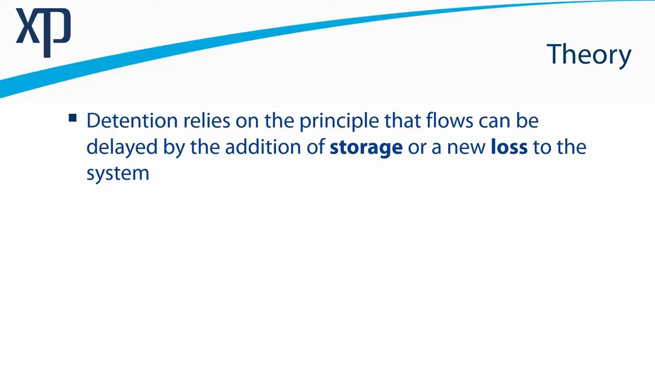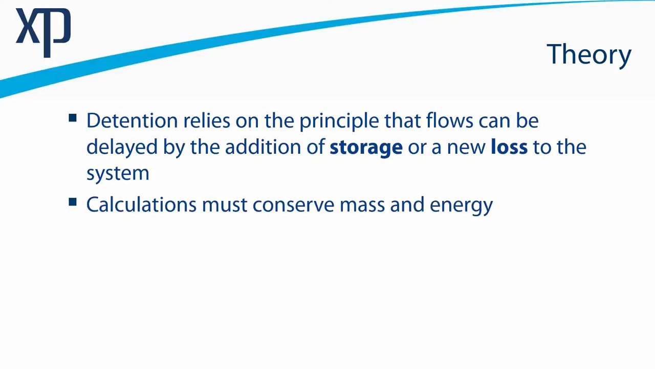And those losses could come in the form of collection systems in rainwater tanks for potable or non-potable demands, or somehow delaying through the capture to infiltrate it back into the ground after the rainfall event occurs. The calculations obviously must conserve mass and energy, and are generally based on the continuity equation and subsequently Bernoulli's equation as well.